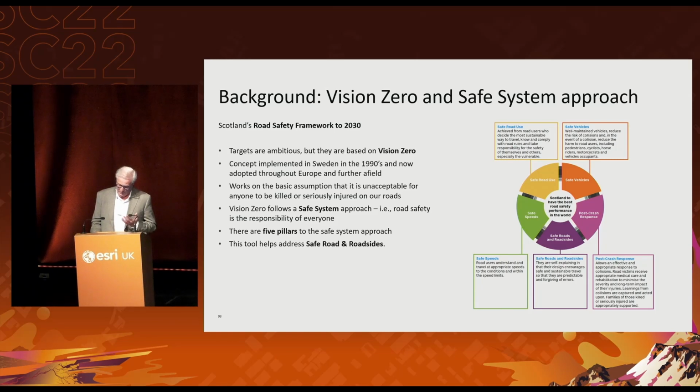Basically, the principle is road safety is the responsibility of everybody. As you can see from the slide here, namely it's safe road use, that's the user, safe vehicles, that's manufacturers, safe speeds, that's users again, post-crash response, that's emergency services, and what this tool addresses, safe roads and roadsides. In a safe system, safe roads and roadsides are designed or improved to reduce risk and to mitigate the severity of injury should a collision occur.